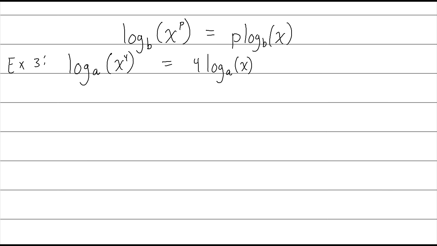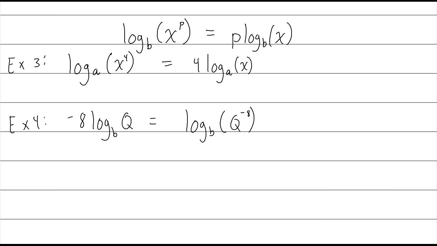Okay, or again, you can do this in reverse. Let's say you had negative 8 log base b of q. And you want to write that as just a logarithm with everything inside of it. Okay, well, that would be log base b of q to the negative 8 power. Okay, if something's multiplied times that logarithm, you can use it as the exponent.